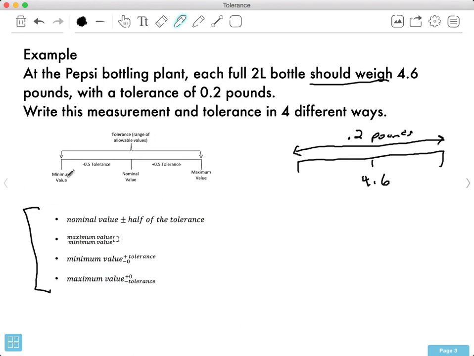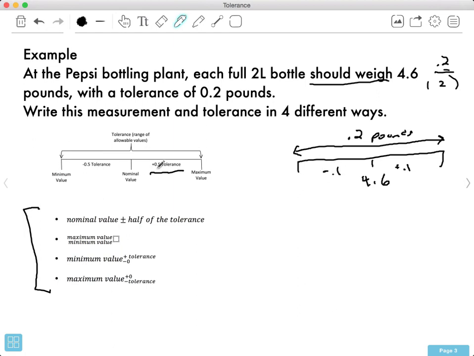So in order to get the minimum and the maximum, if you look here, I have to add half the tolerance. Half of 0.2 is 0.1. If this is a weird number, you're having trouble with decimals, you can just do that on your calculator. Just go 0.2 divided by 2, because when you divide by 2, you get half. So 0.2 divided by 2 is 0.1. So to get from the nominal to the max, I want to add 0.1. And to get from the nominal to the minimum, I want to subtract 0.1.